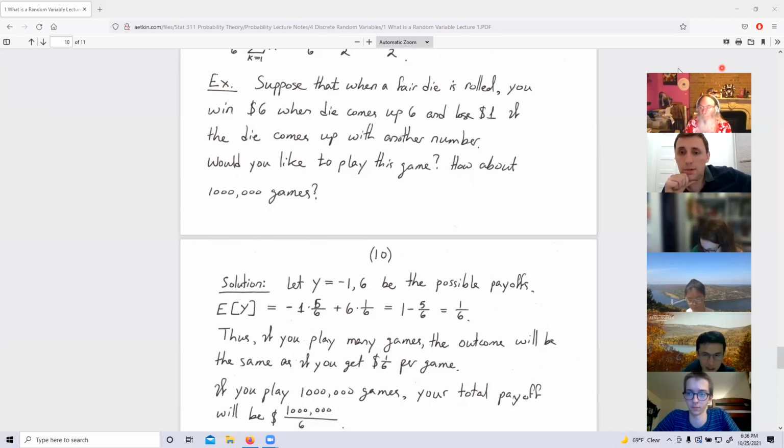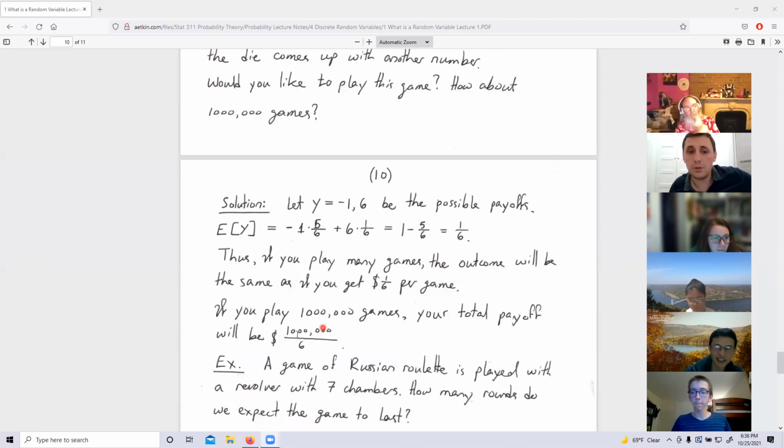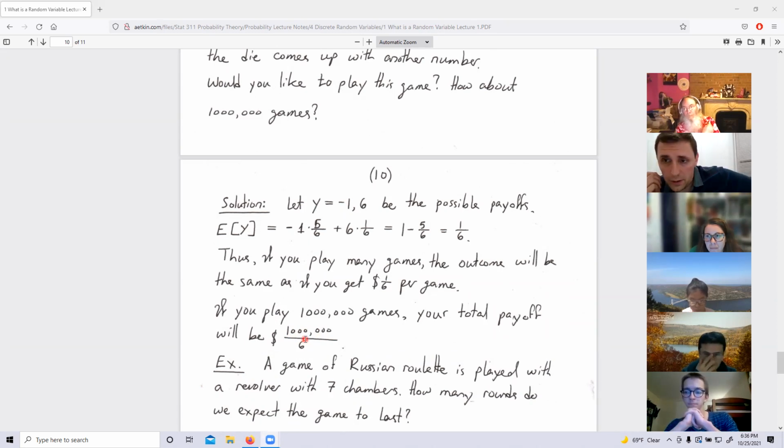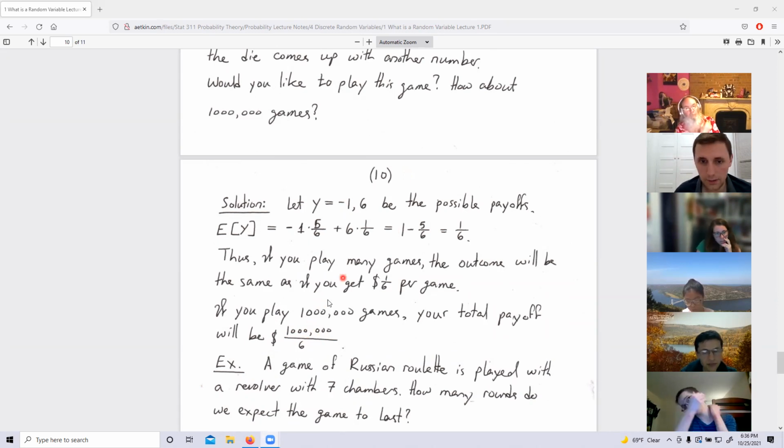Is it a good game for the casino? It's a very good game for the casino if people want to play it. So this is the amount you would be getting from me if I could offer it to you. If you play 1,000,000 games, you would roughly be getting 1,000,000 divided by 6. Might be a different number, but it would not be very different from this. It would be very close to 1,000,000 over 6. Convergence will be pretty good here.